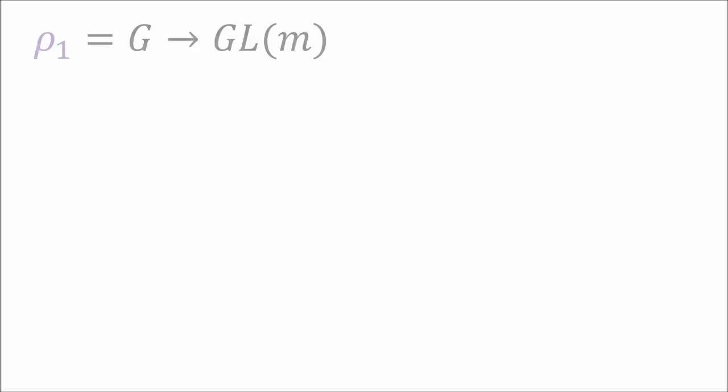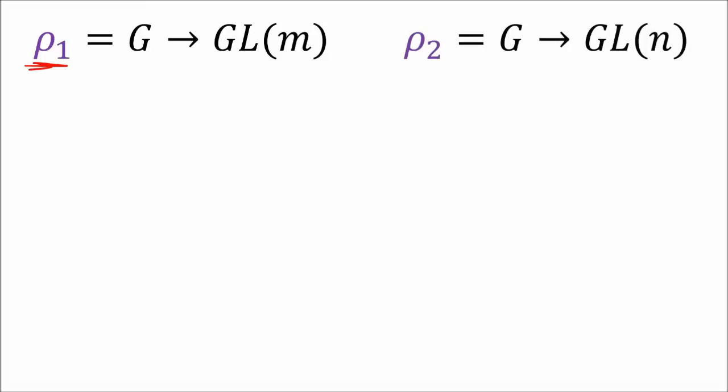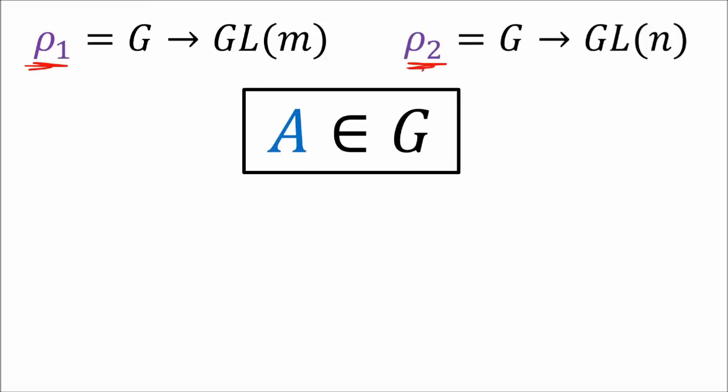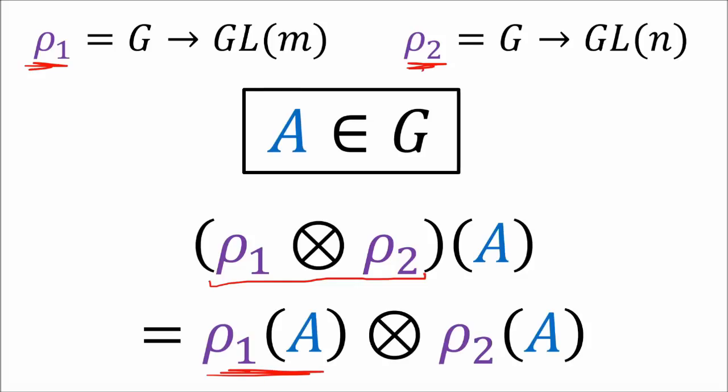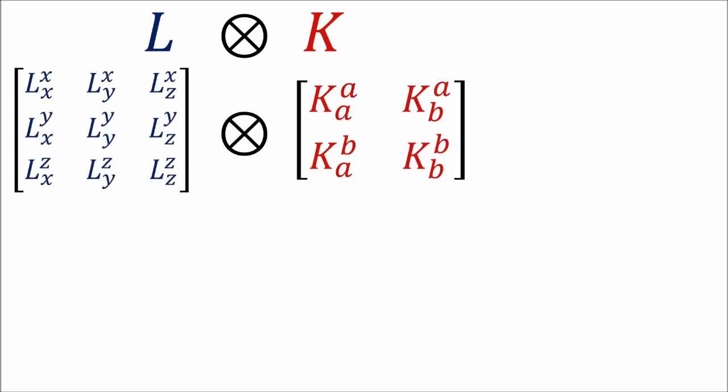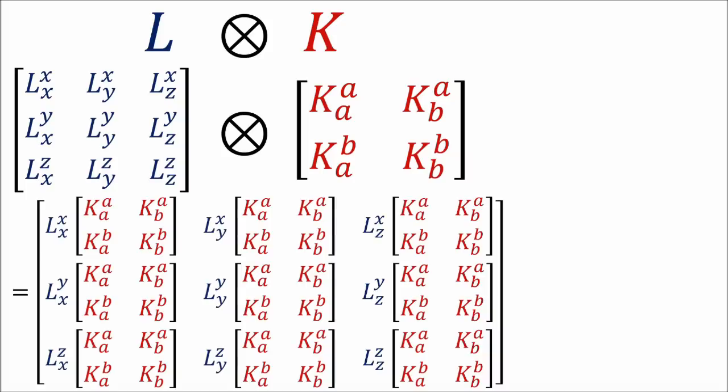So let's say we have two Lie group representations, rho 1 and rho 2, that give us matrix representations for elements of a group G. We can define a new group representation, rho 1 tensor rho 2, of a group element just by taking the element's first representation matrix and second representation matrix and taking the tensor product of the matrices. Therefore, the tensor product of a 3x3 representation and a 2x2 representation would give us a 6x6 representation. But what about the corresponding Lie algebra representation?